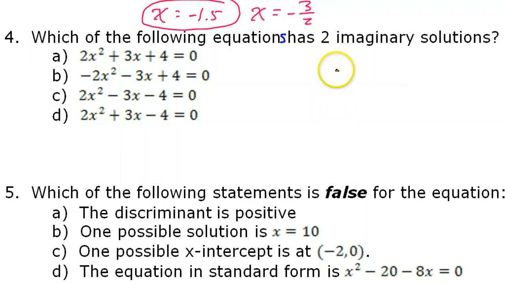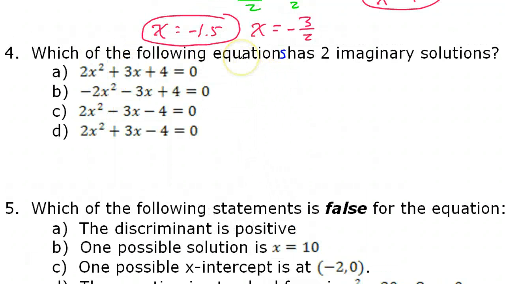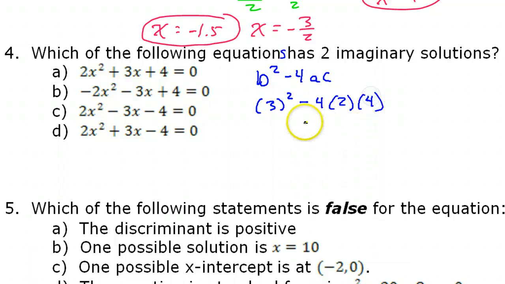Well, you know how we always do the discriminant when we're about to solve by the quadratic formula. Our b squared minus 4ac. Yeah, let's do that, because the discriminant will tell us if there's imaginary solutions. Remember, if the discriminant is negative, you know we've got two imaginary solutions. So let's check our b squared minus 4ac for each case. Okay, so for a, b squared minus 4ac would be 3 squared minus 4 times 2 times 4.